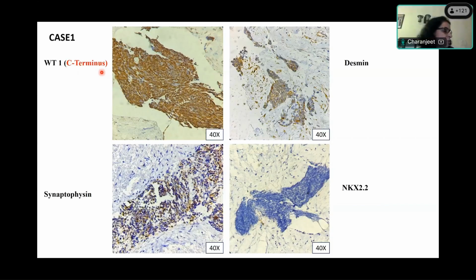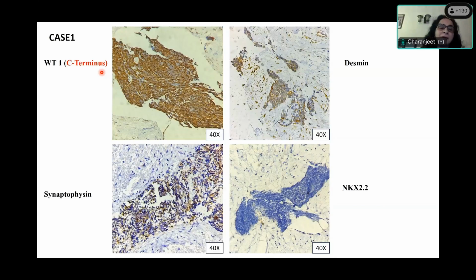Dr. Ekta or Dr. Bigrai or Dr. Jasleen, can anyone tell me why? I've added this C terminus for you now. Initially, when I circulated, I just wrote WT1. Any idea? They are positive, C terminus and N terminus are positive in different tumors. Yes, they are positive in different tumors.